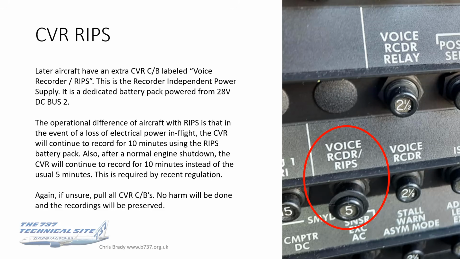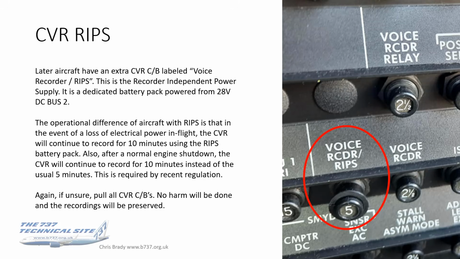I mentioned RIPS briefly earlier on, so this is the RIPS CB. So you can see that we're now up to 3 circuit breakers for the voice recorder. Again, the only one you need to pull is the one labelled voice recorder, but pull all 3 if you want. RIPS is recorder independent power supply, and this is a new regulation that's come in to extend the recordings to 10 minutes after engine shutdown, or in fact after loss of electrics.